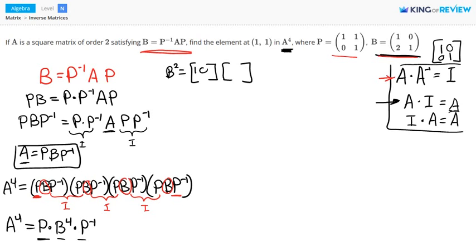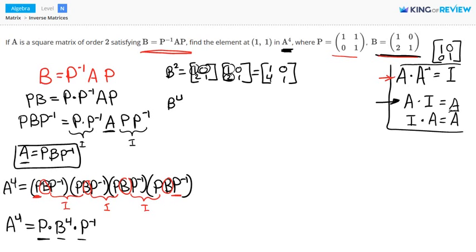Matrix B is 1, 0, 2, 1. And we're multiplying it by itself, 1, 0, 2, 1. So now we're going to multiply these two matrices together. So again, the format for multiplying is 1 times 1 plus 0 times 2. That will be the first entry, and that gives us 1. And then we'll continue in that fashion to figure out the other entries. So we get 1, 0, 4, and 1. So this is B squared.